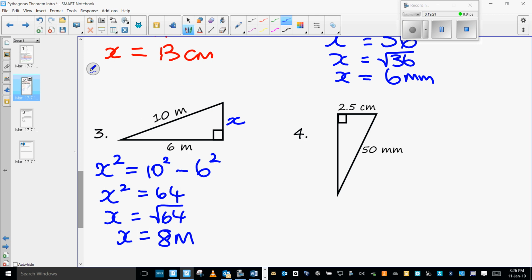Alright, number 4. I forgot why you subtracted. Why do you subtract it? Okay, because we are finding one of the shorter sides. If we were finding the long side, that's the only time we add. If we're finding one of the shorter sides, we always subtract.